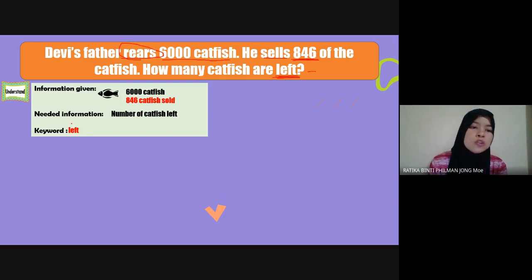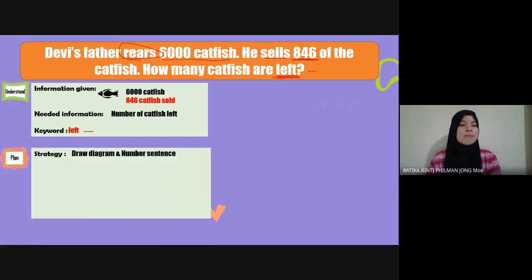Left. And we know the keyword is left. Left is maksudnya tolak. So now we plan what we need to do. So sekali lagi I pilih draw diagram and number sentence. Saya tak akan lukis 6,000 catfish. No, I'm going to represent the catfish with a bar, dengan segi empat tu tadi tu. Okay, with this rectangle pula. Dengan segi empat tadi, sama tadi ya.